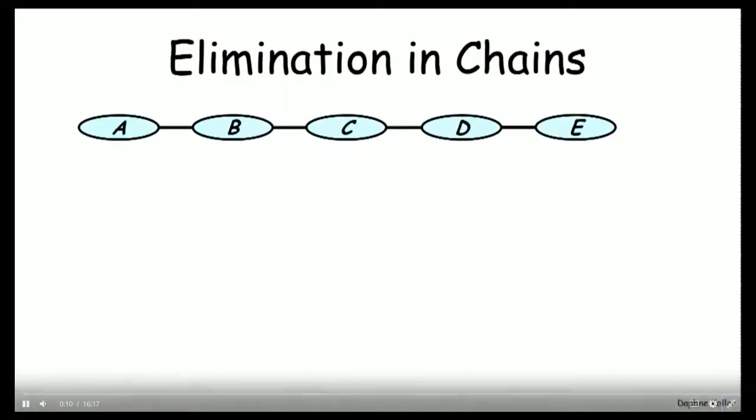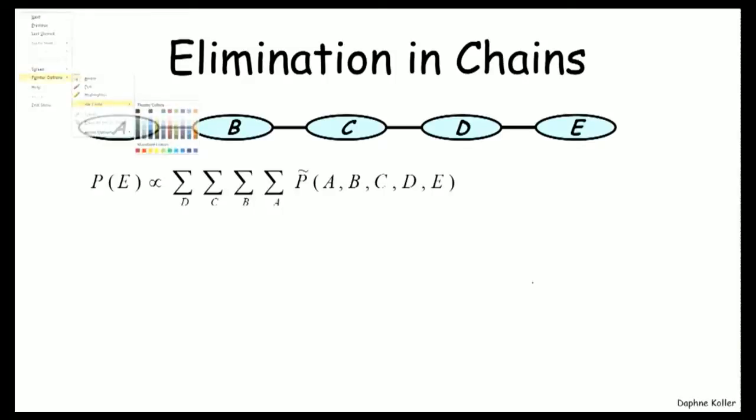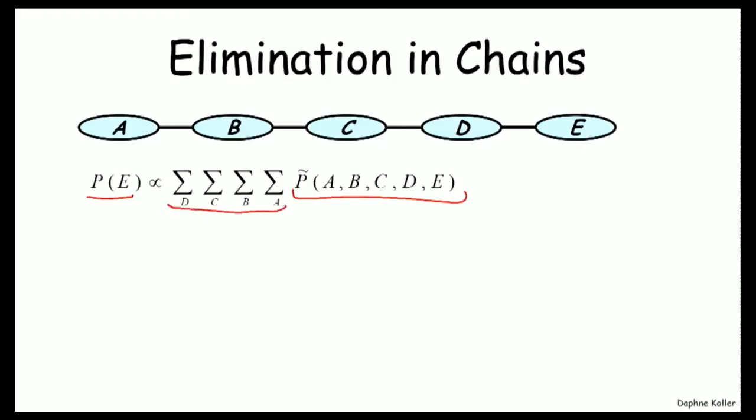Let's consider the variable elimination algorithm in the context of a simple example of a graphical model structured as a chain. Here we're interested maybe in computing the distribution over variable E, so we're interested in P of E, and as we've already said, that probability is proportional to the unnormalized measure P tilde over A, B, C, D, and E, summing up all of the variables except for E.